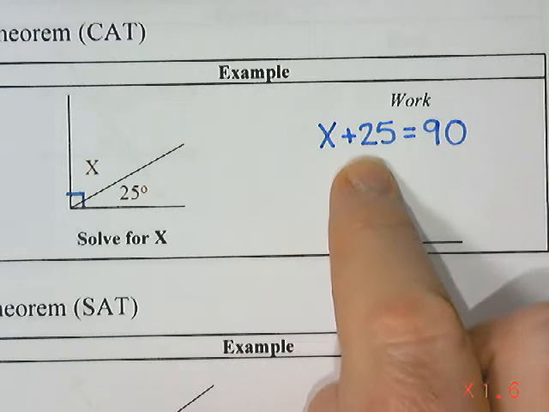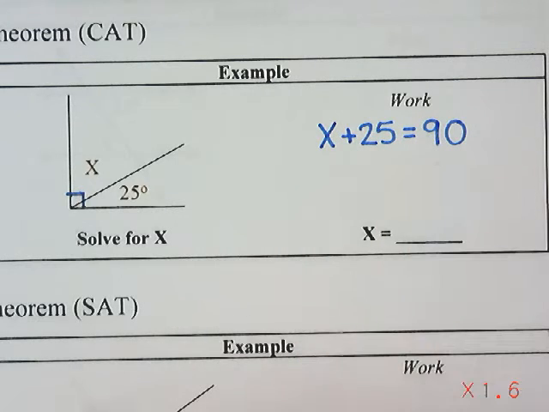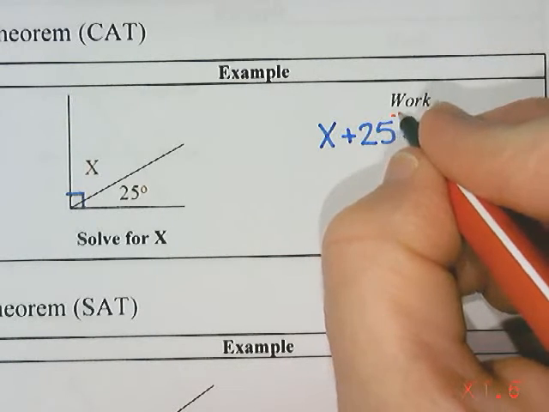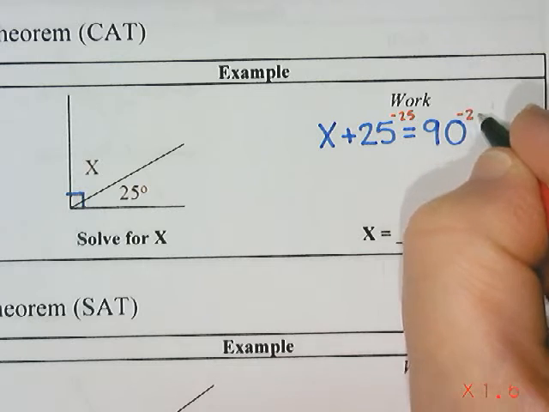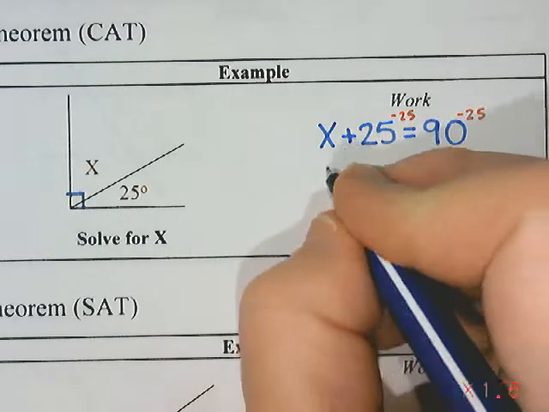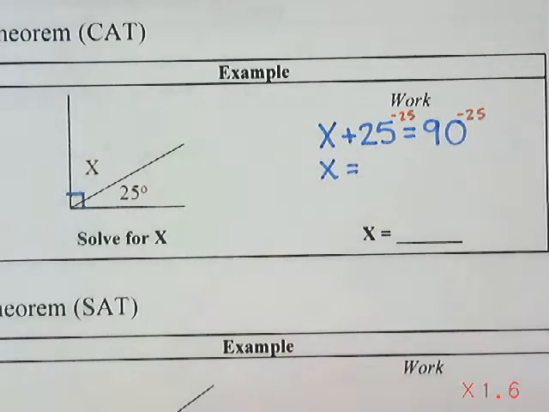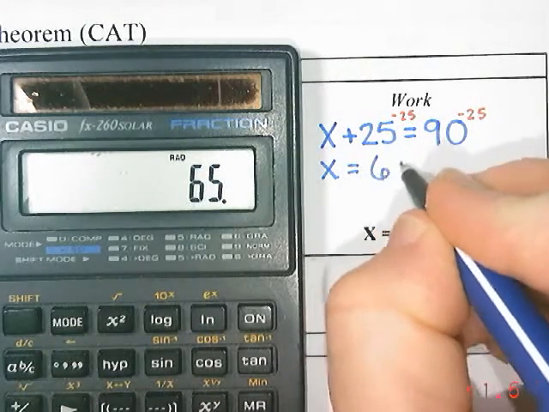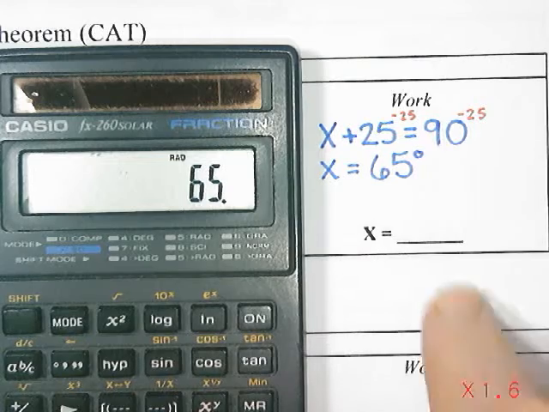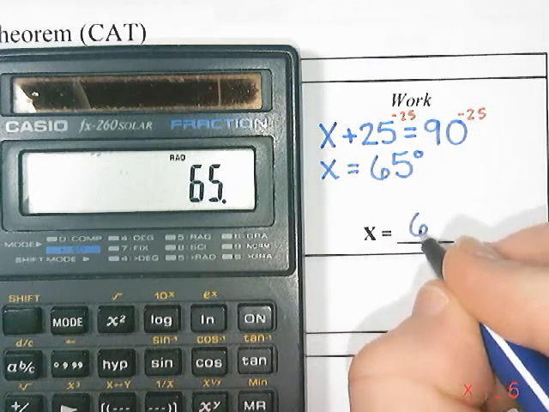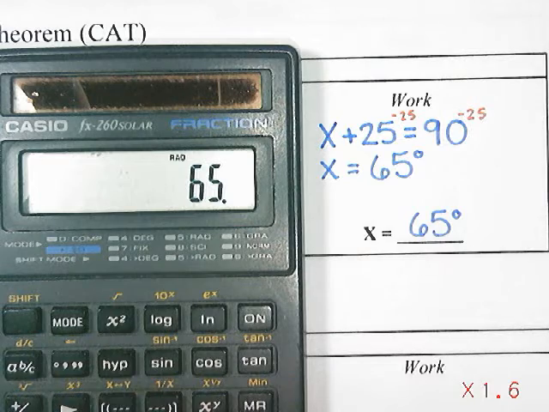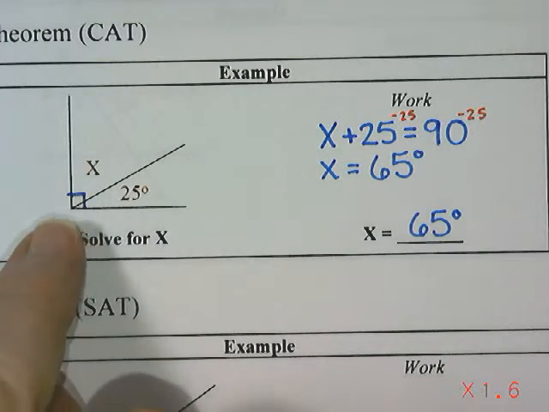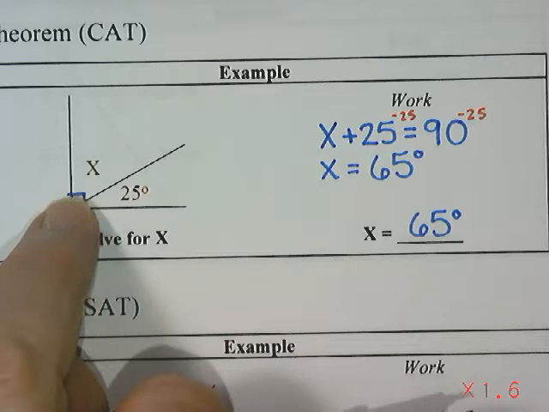So I know that x and 25, if I add them together they make a 90-degree angle. So I'm going to write x plus 25 equals 90. And then we are going to solve. So I would solve by subtracting 25 from both sides. And then I would calculate 90, take away 25, and I get that x is 65 degrees. And then here where it says x equals, I'm going to write 65 degrees. So complementary angles, you will always be able to spot them because they have a little square in the corner.